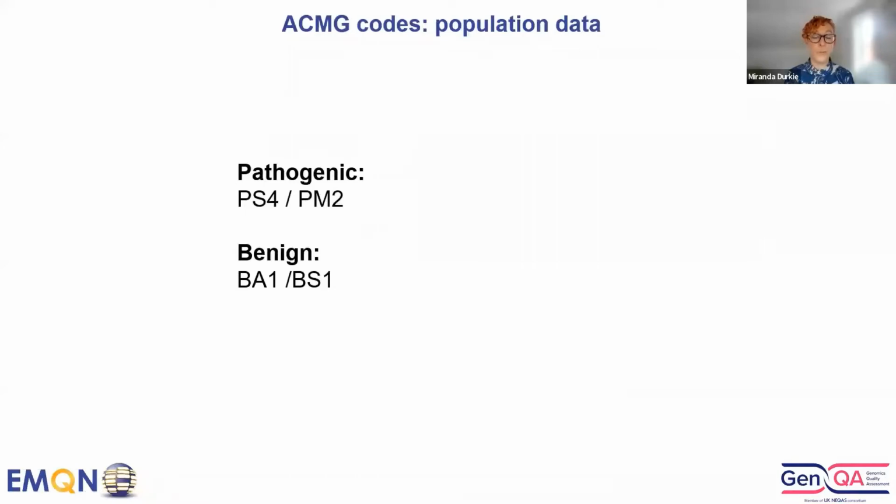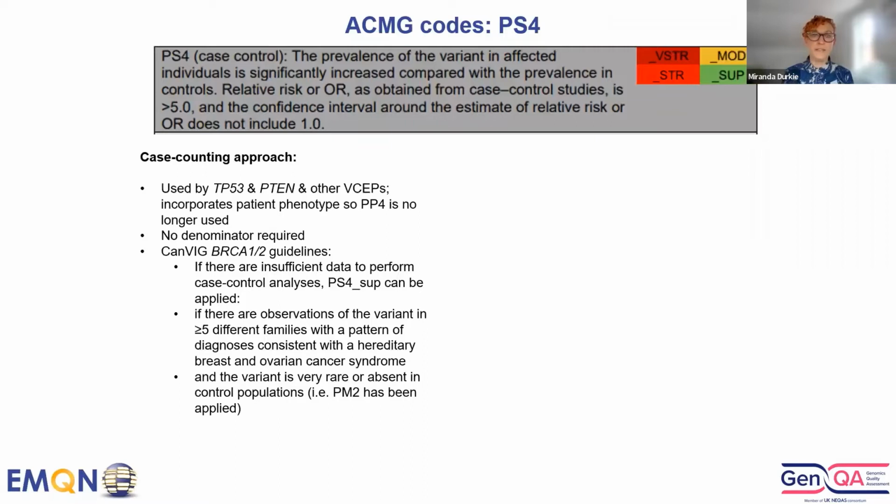I know this causes a lot of questions and can be quite a complex area, so hopefully you're going to find this helpful. In the original Richards et al. paper, the PS4 code was really designed to be used for case control studies where the prevalence of the variant in affected individuals was significantly increased compared to the prevalence in controls. But unfortunately, it's very rare to get case control studies in cancer susceptibility. So the majority of the published VCEPs have gone for this case counting approach, certainly used by the TP53 and the PTEN VCEPs. And it's particularly useful where you've got quite a specific patient phenotype, and then they would not use that PP4 phenotype code.